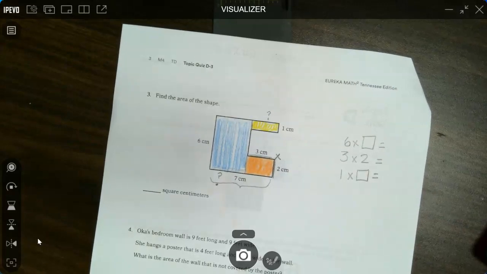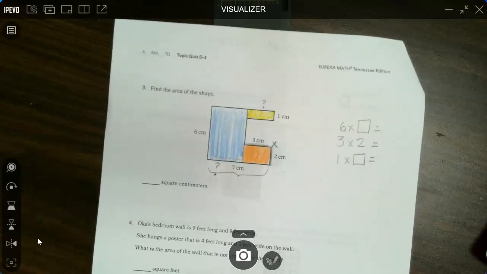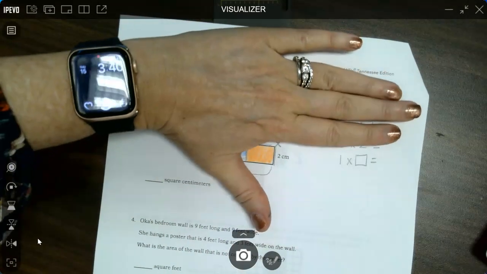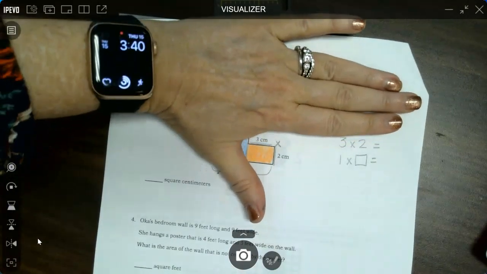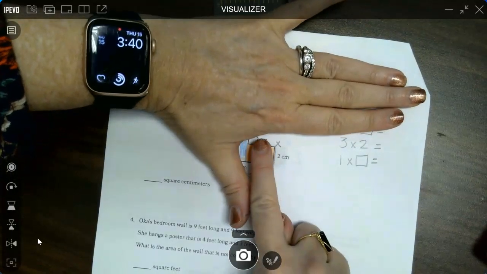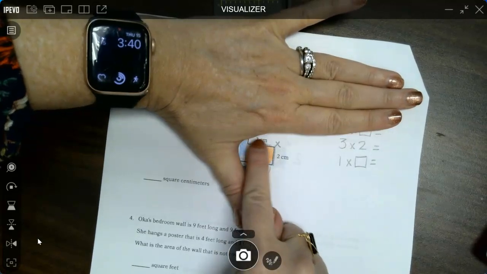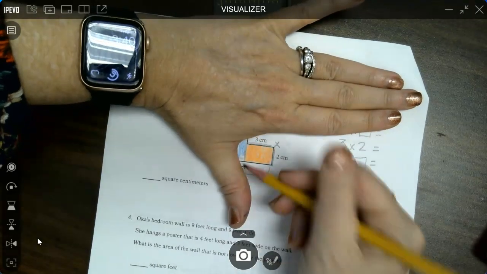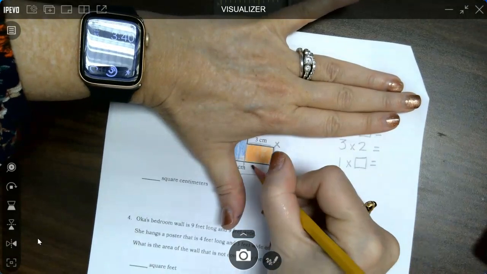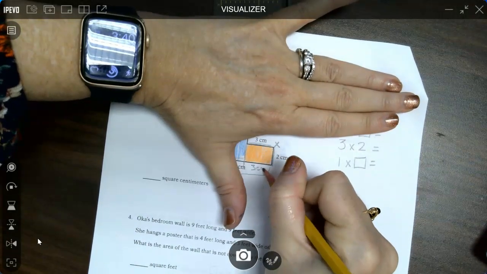So the next thing I have to do is be a math detective, and I have to think about how I can find the missing length. One of the things we have talked about as far as attributes of rectangles, if I know one side's length, then I know the opposite side's length. So if I look at just the orange rectangle, I can see this side at the top is 3 centimeters. If this side at the top is 3 centimeters, then this piece down here at the bottom is also 3 centimeters.